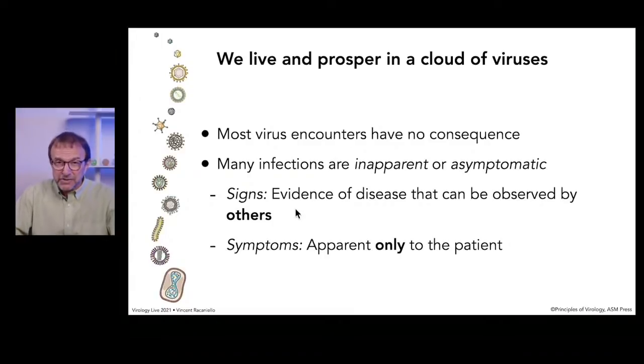If a virus is in you and reproducing, you may not have symptoms, but you're going to have signs. You're going to have viral loads increasing. You're going to have an immune response, etc. Okay, very important distinction. And that's the way to understand an asymptomatic infection. Many people tell me, well, how could it be asymptomatic if the virus is reproducing? Well, there are signs. They're just not symptoms.